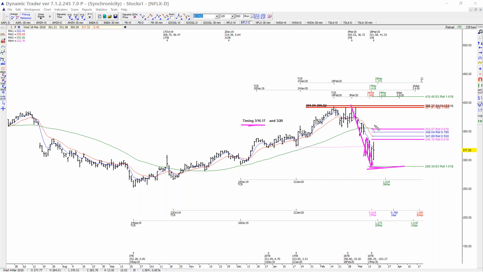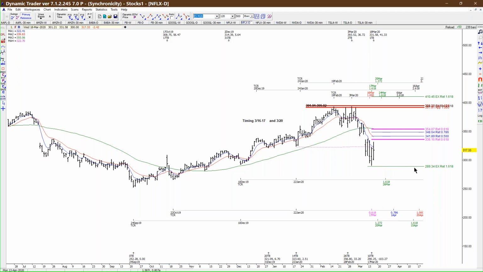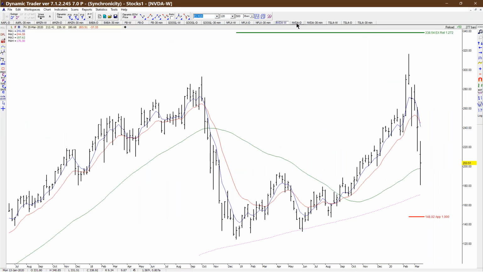And here's the dates. You have the 17th, 16th, 17th. Then you had a couple dates on the 20th. But hey, we've put in a low 1 bar after that. 16th, 17th, 18th is within the time window to anticipate the low. And we did see a nice little bounce in Netflix.